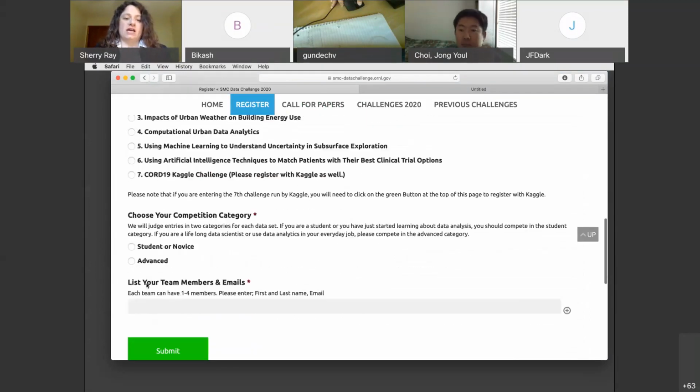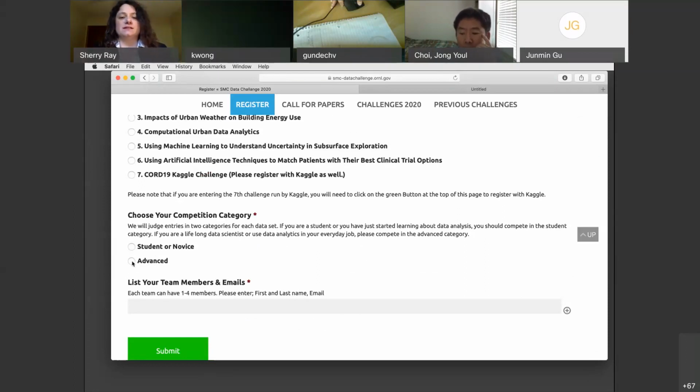Then you're going to choose your challenge category. Student or novice, this is any kind of student, be you high school, college, graduate school, or somebody that is perhaps like a doctor or scientist that doesn't do data analytics. I don't know if there's any of us out there that don't do data analytics, but if you're just getting into machine learning or something and you are already a PhD, you can choose novice if it's not something that you've done before. Advanced is for somebody that does data analytics as a career. So basically, if you are a functioning scientist, you probably are going to be in the advanced category. A mixed team will take the highest level. So if your team has students and advanced people, you'll compete as advanced.